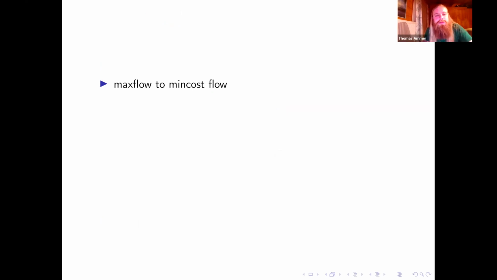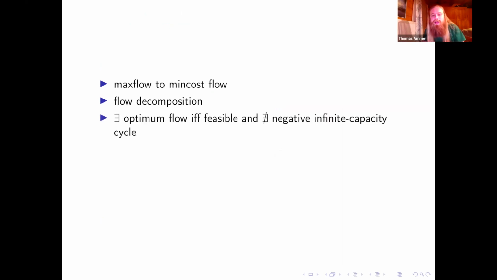So you can reduce the maximum flow problem to the minimum cost flow problem more easily. You can prove so-called flow decomposition, another important result from the literature, more easily. Then you can show things like there is an optimum flow if the flow problem is feasible, so if there is a solution, and if there is no negative infinite capacity cycle.